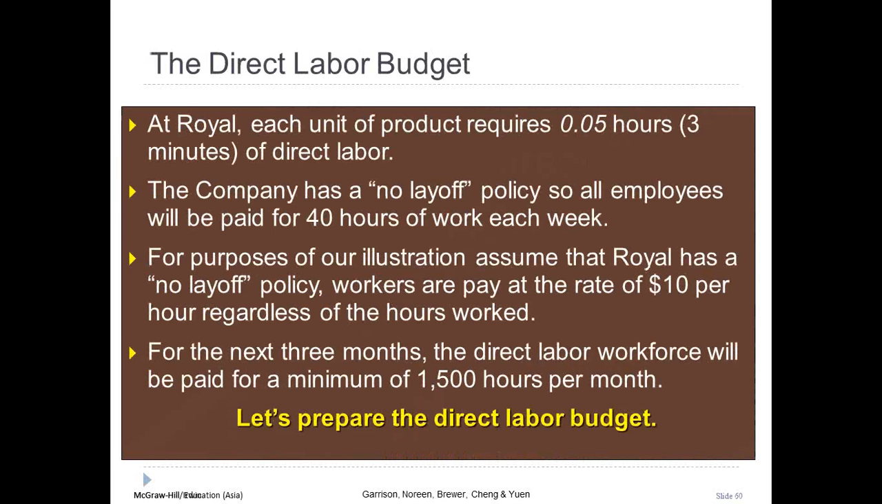Carefully review the information here. A unique aspect of the direct labor at Royal is the no overtime policy. The company agrees to no layoffs of employees if work is slow, but in return pays its employees straight time at $10 per hour for all hours worked. With the current workforce, Royal will have to pay for a minimum of 1,500 hours of direct labor regardless of the work available.